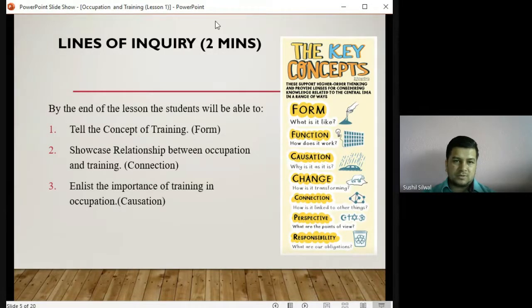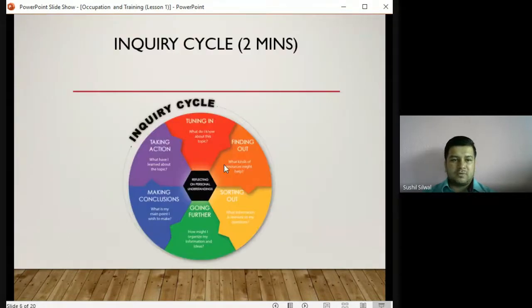First one is based on the concept of form. Second one based on connection. Third one based on causation. We will now divide ourselves into 3 groups and start doing some finding out. Like here we have an inquiry cycle.